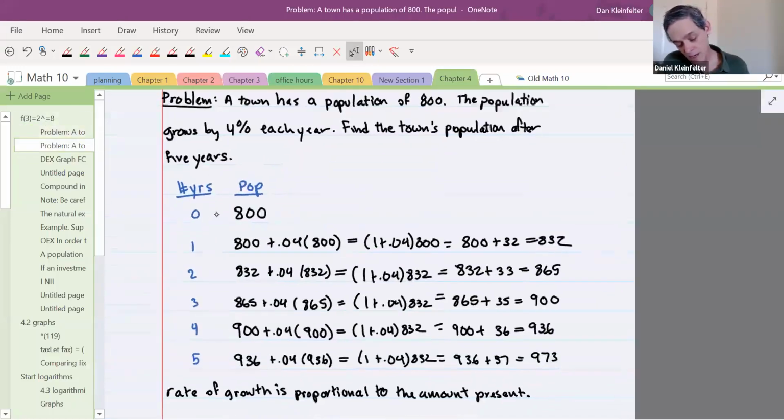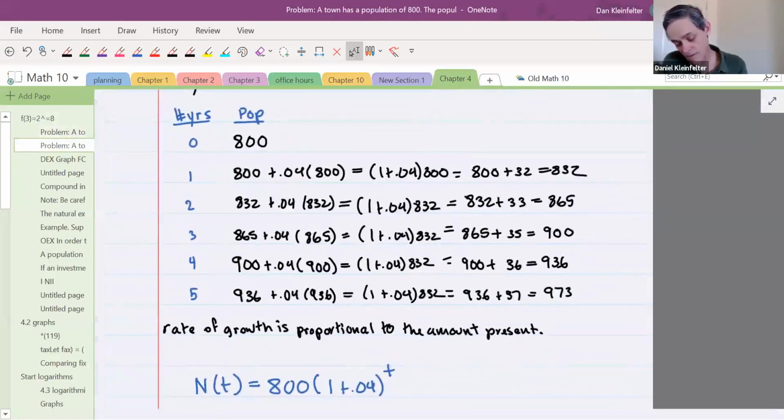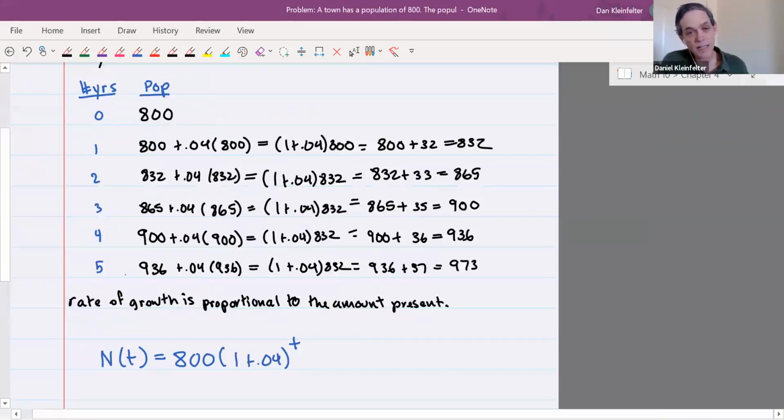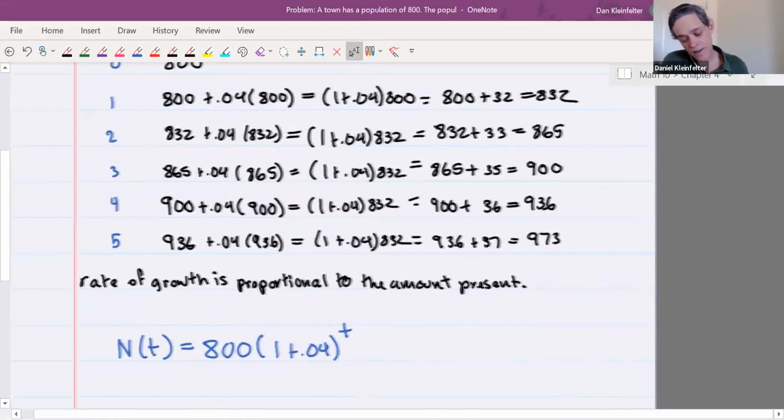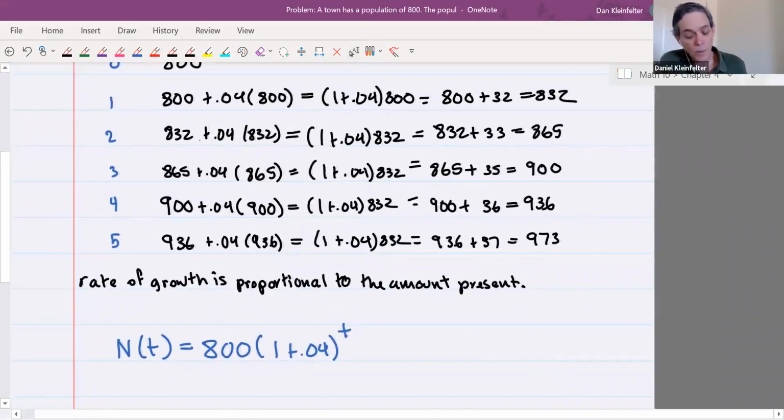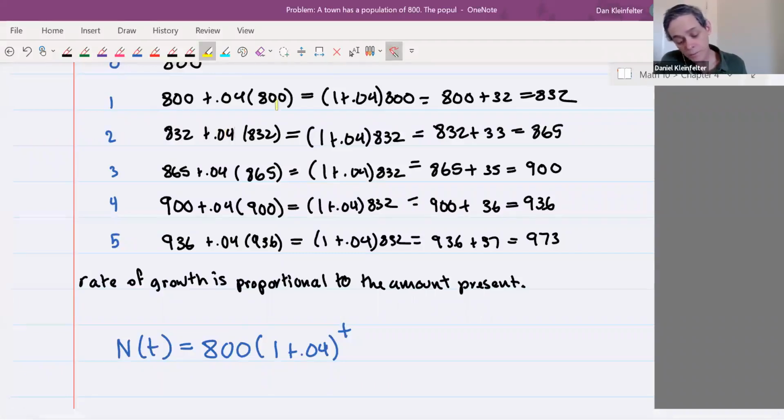Okay, continuing onward, I went ahead and filled this out for us. It ends up with the population in year 5 is 973. So studying the calculations and how they're shaping up, we saw that we took the prior year's amount, multiplied by 0.04, and then added. So in row 3, for example, we had 865 plus 4% of 865.